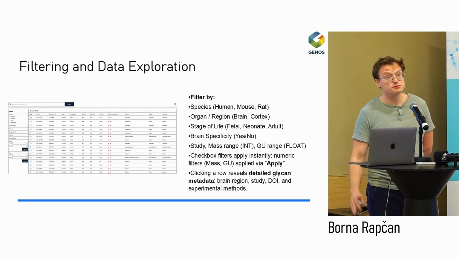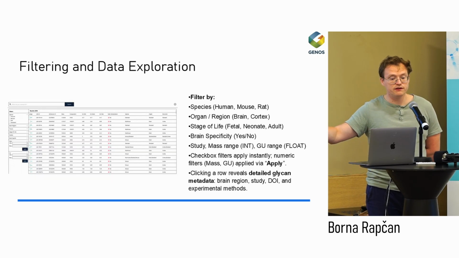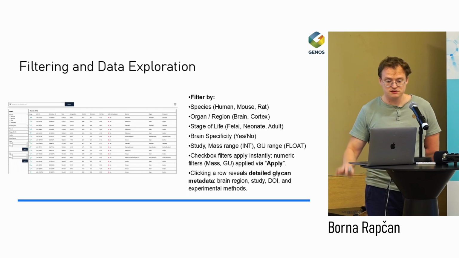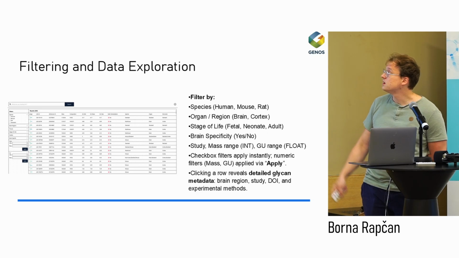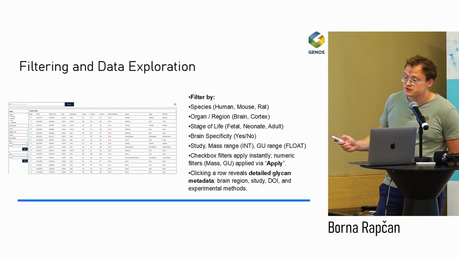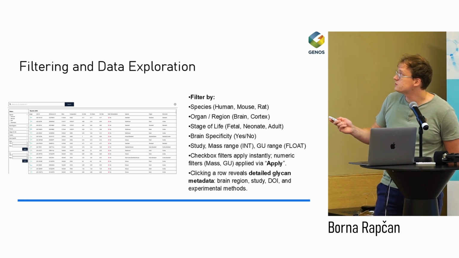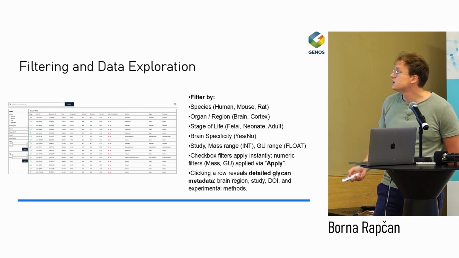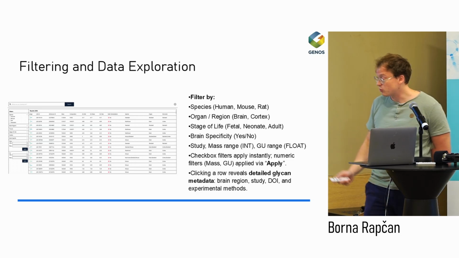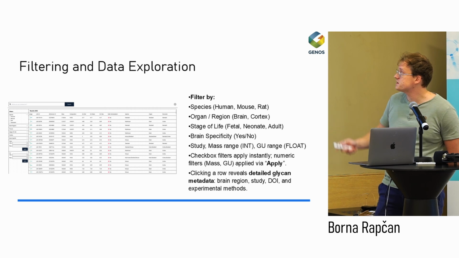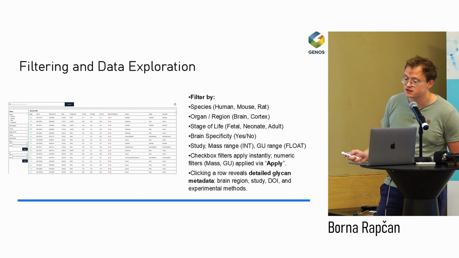Next, besides the search options, you also have filtering options. There are different filtering options. You can see them listed all here. So it's species, organ or region, so brain, cortex, or maybe if it's organoid, for example, it will be listed here once we have them in the database.